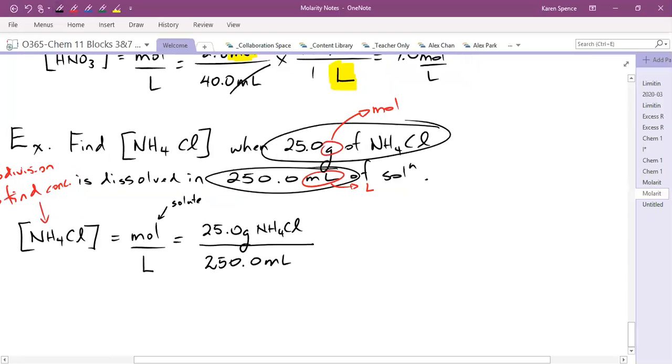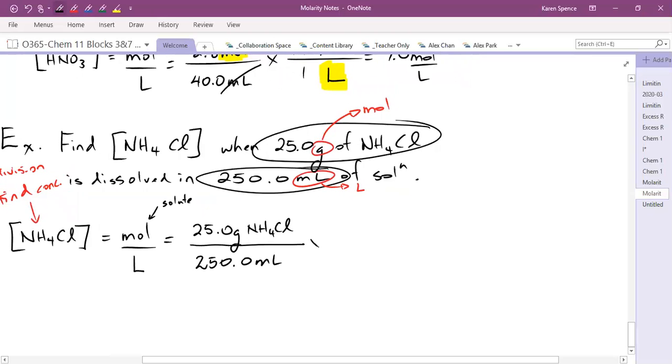So let's do the math around that. Let's start by turning grams into moles. Grams are on the top, so we need to put grams on the bottom to cancel. We want to have moles on the top. The conversion between grams and moles is the molar mass. And happily, I calculated this yesterday. The molar mass of ammonium chloride is 53.5 grams of NH4Cl per mole NH4Cl.